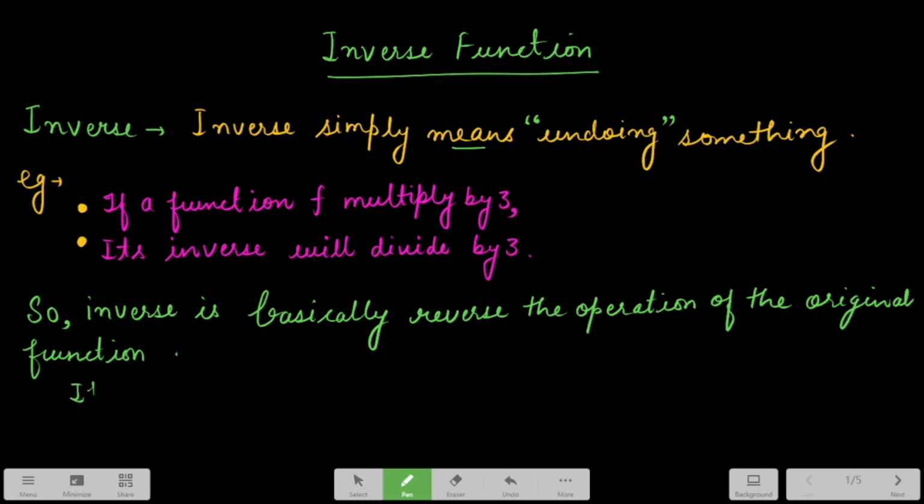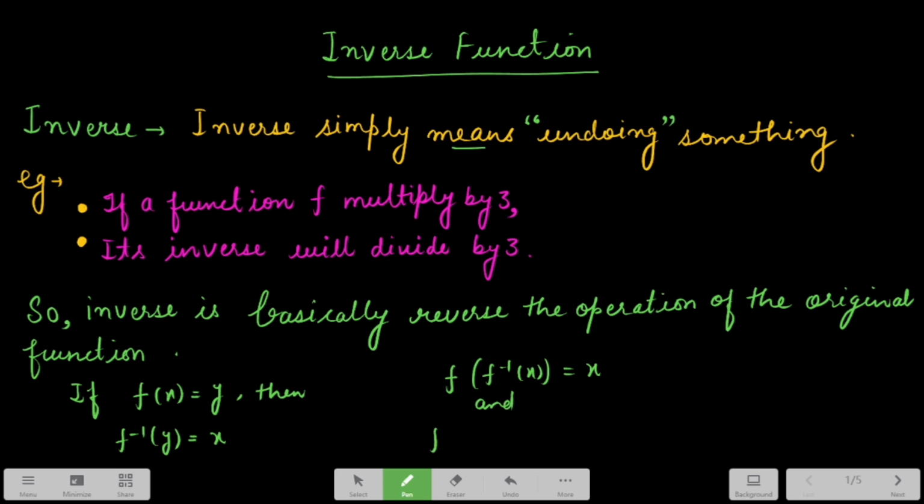Formally, if f(x) = y, then f inverse(y) = x. A function and its inverse undo each other. Or we can write f(f inverse(x)) = x and f inverse(f(x)) = x. I hope now you can understand.